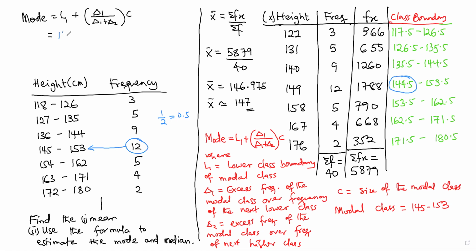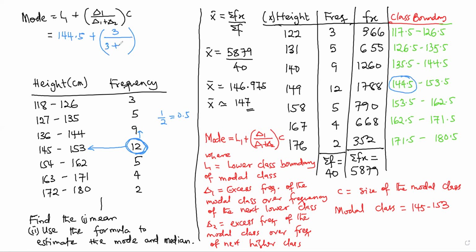144.5. So we put that one here, 144.5. Then the changing one we say is the excess frequency of the modal class over the frequency of the next lower class. So you just look at the value you have over here. This is the mode. So this is your reference point now. So 12 minus 9 gives you the changing one. Okay. And 12 minus 9 gives us 3. The same changing one is 3 here.